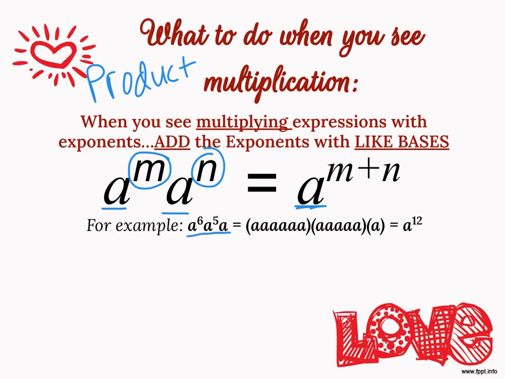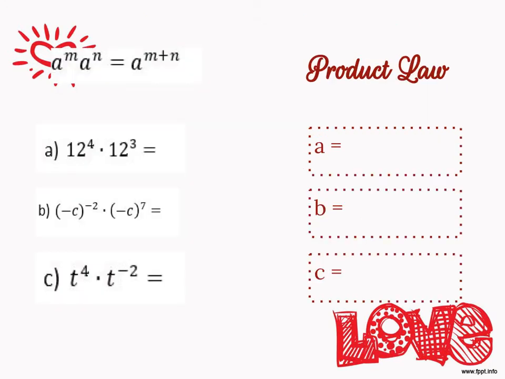So for example here, we have this expression, a to the 6th times a to the 5th times a. If you write it all out, this is what it means right here. There are 6 a's, 5 a's, and 1 a, and all together that is 12 a's. Instead of writing it all out like that, you can just write a to the 6 plus 5, and then there's a 1 there, so plus 1, and it still totals up to 12, so you still end up with the same answer. Now let's go ahead and look at a couple of examples with the product law.